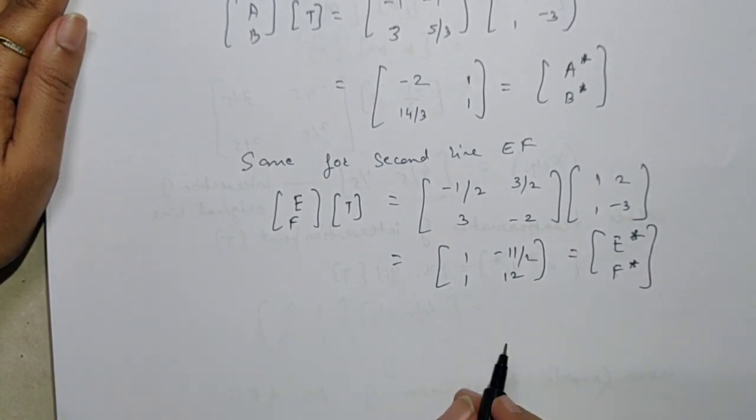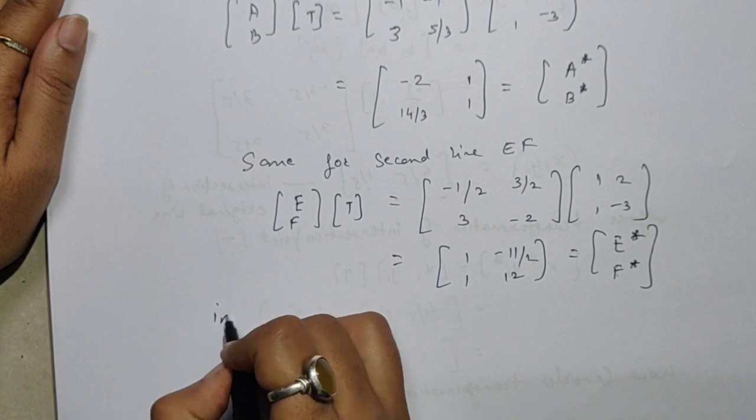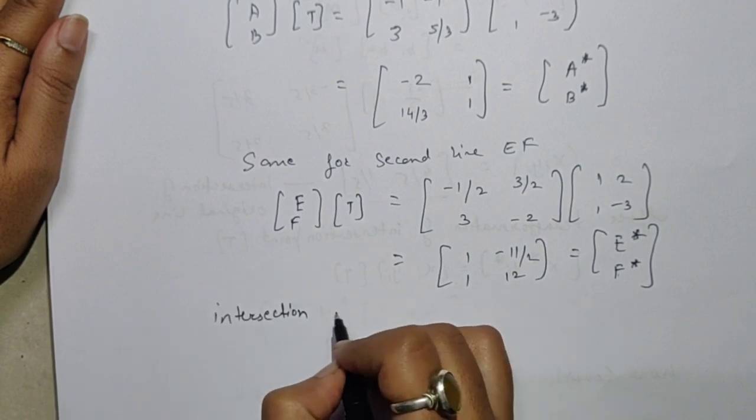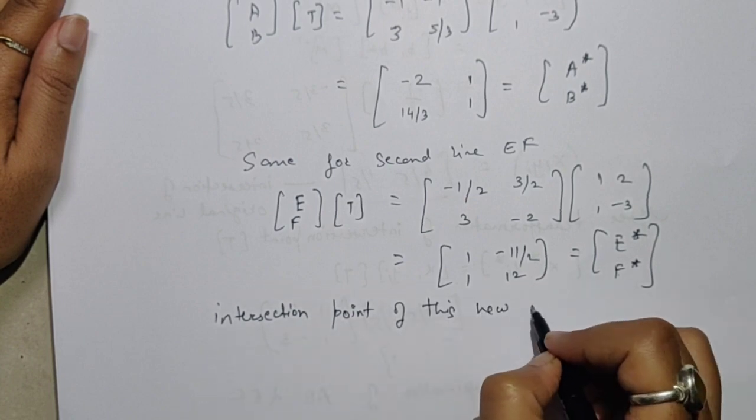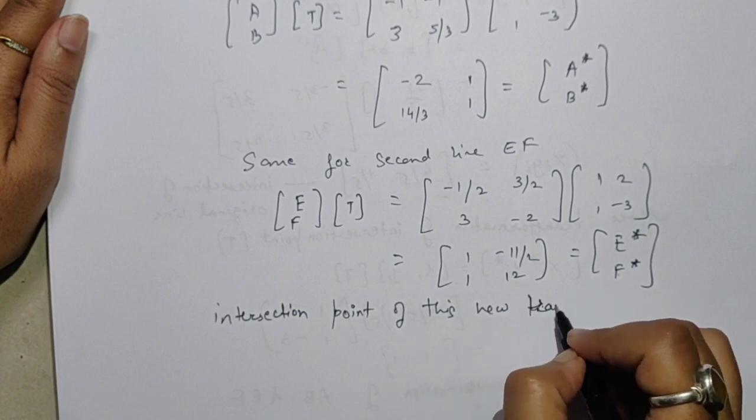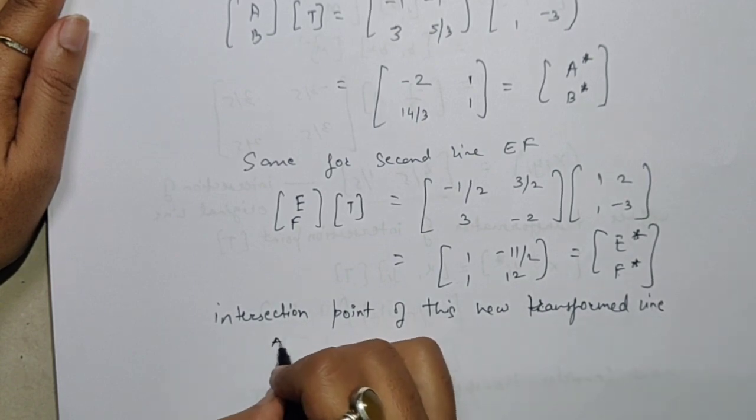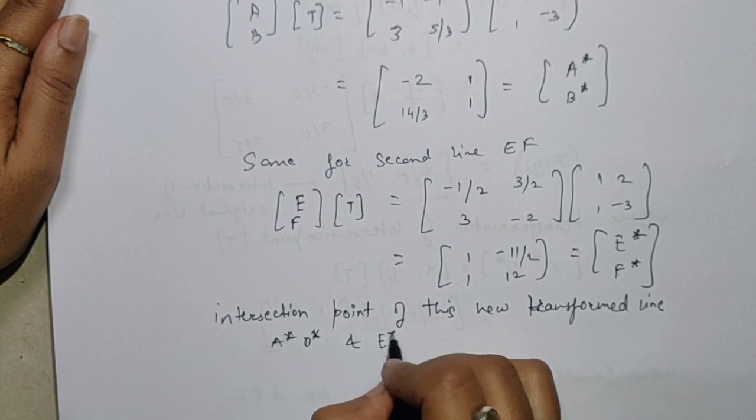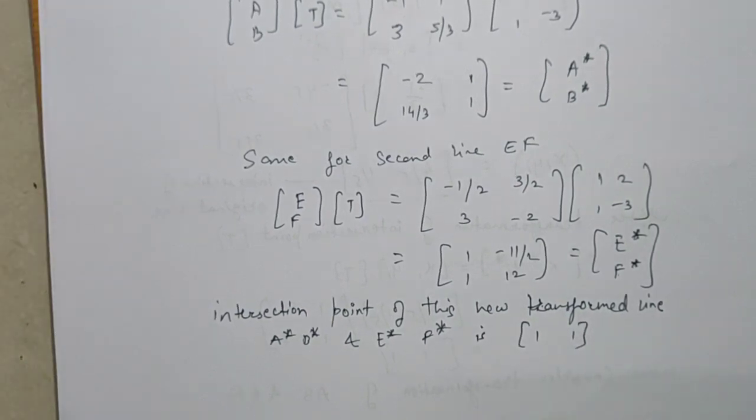So the intersection point of these new transformed lines, A star B star and E star F star, is 1 and 1. So when we generate the transformation of intersecting lines, it generates another pair of intersecting lines.